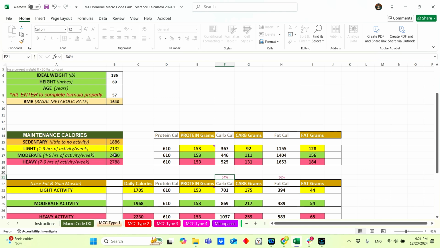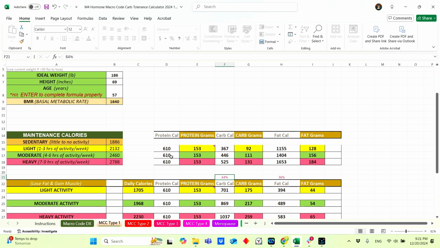And in this example, if all I wanted to do was maintain my current weight, I would intake 2,460 calories. And because of this being carb tolerance type 1, it means the person actually metabolizes carbs very well. So the protein is 153 grams, the carbs will be 111 grams, and the fat grams will be 156 grams.